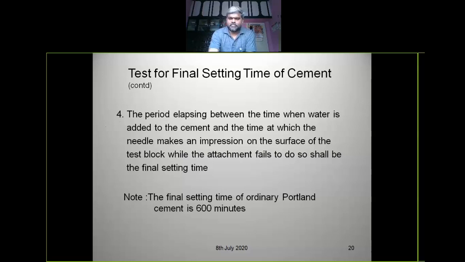So, initial setting time means the needle is pierced into the mold and it should give a reading which is measured from the bottom, 5 to 7 mm. But for final setting time it should not be pierced into the mold. It should make an impression on the surface of the test block, right, when the attachment fails to do so. That shall be the final setting time. Generally, the final setting time of ordinary Portland cement is 10 hours, that is 600 minutes.